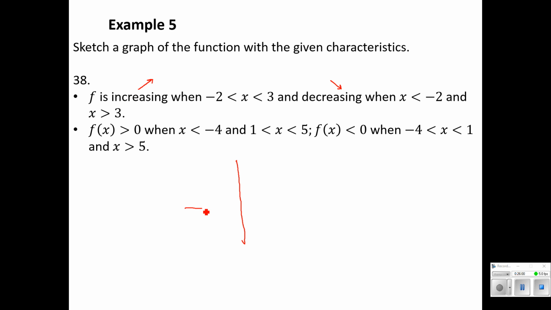All right, so let's see what we can sketch out here. We're kind of like police artists. Well, I know that my graph is crossing the x-axis at -4, 1, and 5. Those are the places where my graph is changing from being above the x-axis to below it, where my height is going from positive to negative, or vice versa. So I'm going to sketch out at -4, I know there's a crossing there. At +1, and at 5. All right, f is increasing when I'm between -2 and +3.